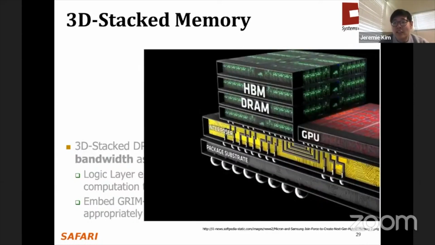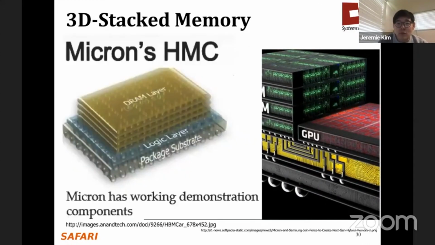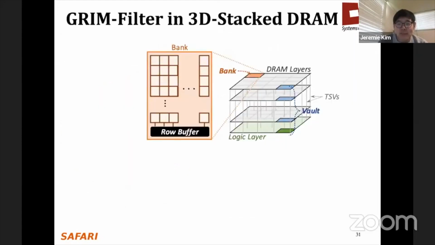And there are a lot of these 3D stacked DRAM technologies that are commercially available, such as high bandwidth memory and HMC. Each of these DRAM layers is organized into arrays of banks, and a bank is an array of cells with a row buffer. The row buffer holds one row at a time and uses this structure to transfer data with high bandwidth into the logic layer via TSVs.